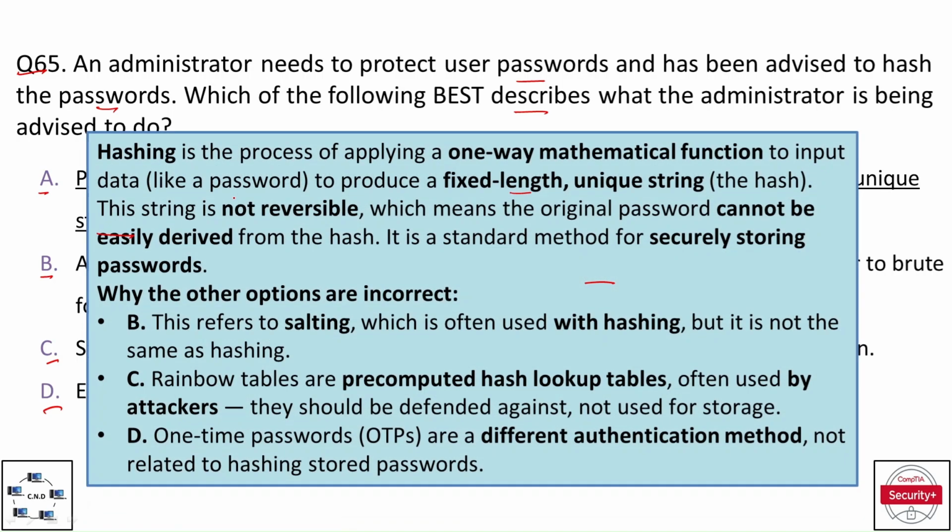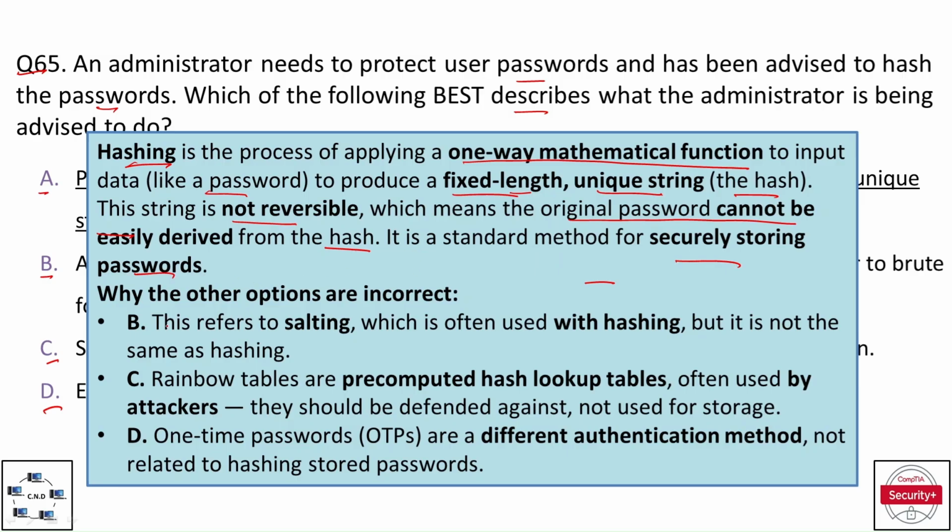And the explanation is, hashing is the process of applying a one-way mathematical function to the input data, like a password, to produce a fixed length unique string, that is the hash. This string is not reversible, which means the original password cannot be easily derived from the hash. It is a standard method for securely storing passwords.